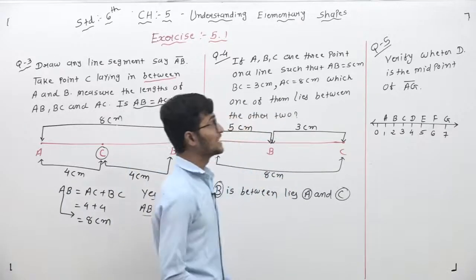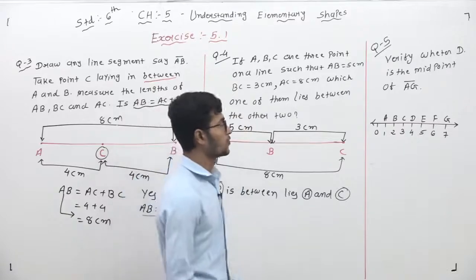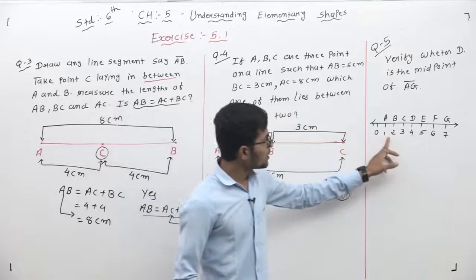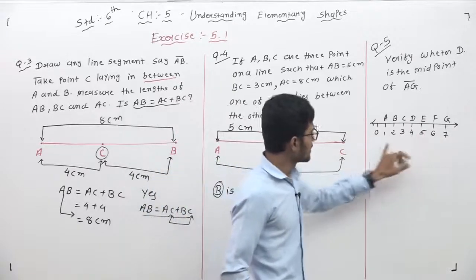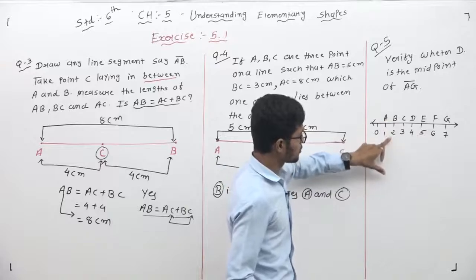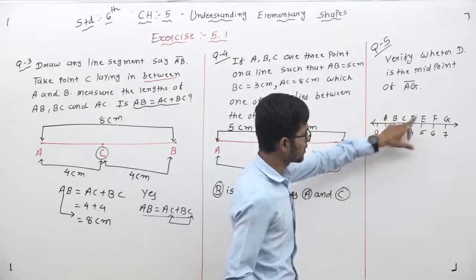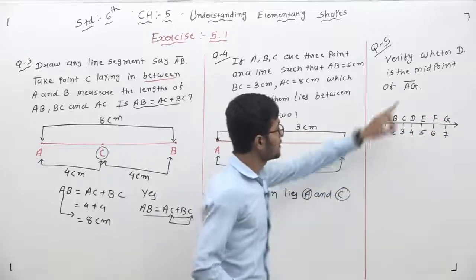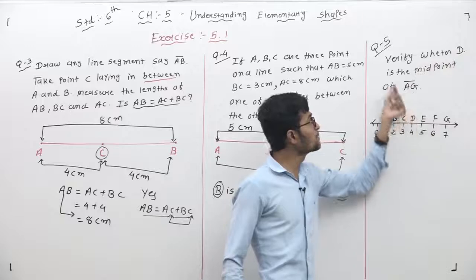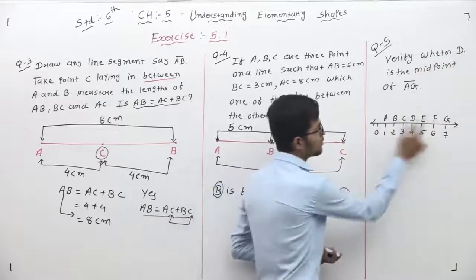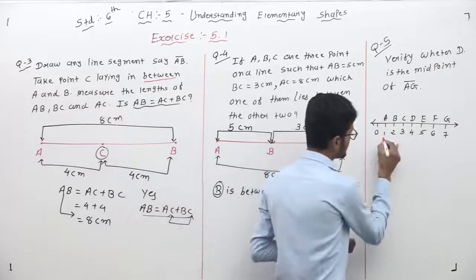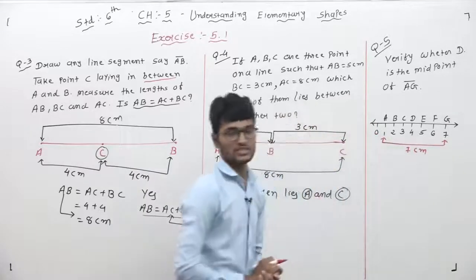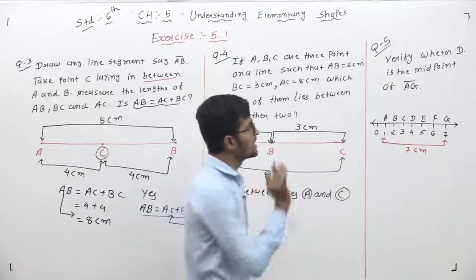Verify whether D is the midpoint of AG. Here is given one line with 0, 1, 2, 3, 4, 5, 6 and 7. A value 1, B value 2, C value 3, D 4, E 5, F 6 and G 7. So let's check whether D is the midpoint of AG. So A to G total distance, A to G start here, total distance means 7 centimeter. So understand? Okay?